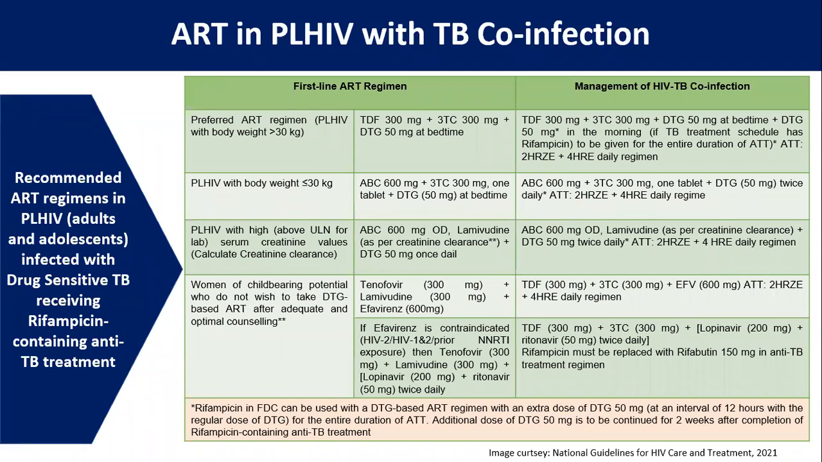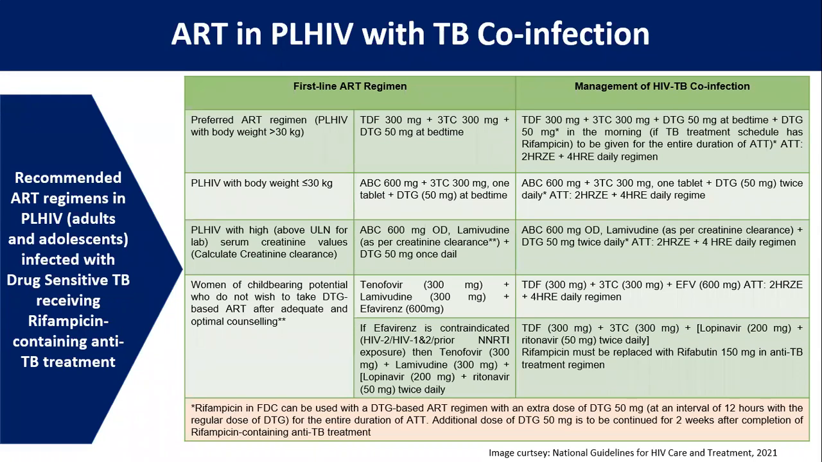So we are talking about PLHIV more than 30 kg and age more than 10 years. The preferred regimen is TLD. And here we can start ATT with rifampicin. Just we need to double the dose of dolutegravir. That is 50 milligram in the morning and TLD at night. And the ATT would be the same, 2 HRZE and 4 HRE.